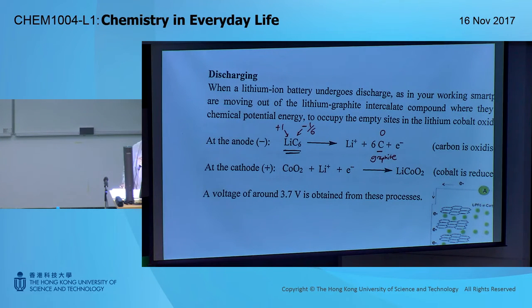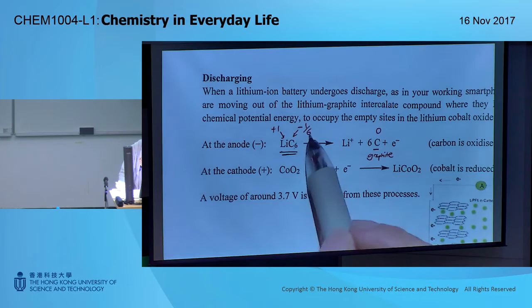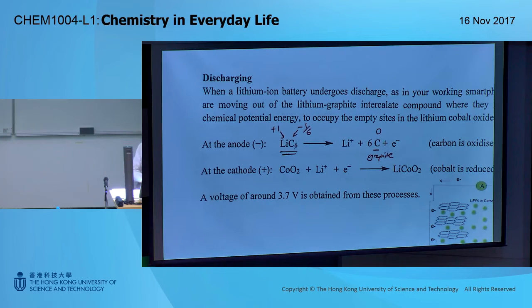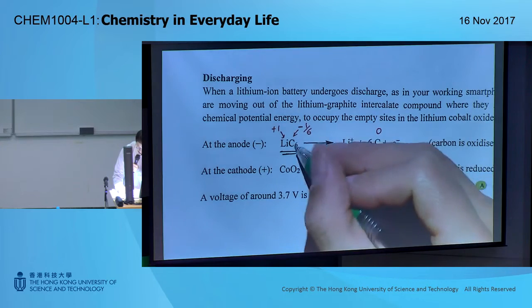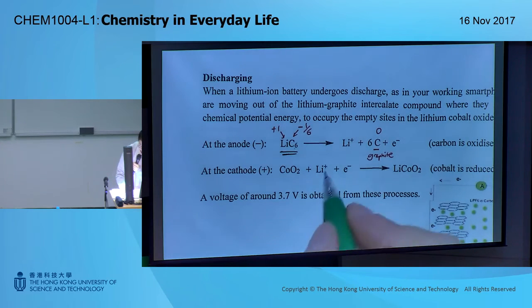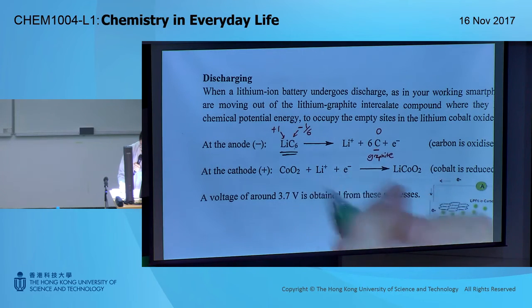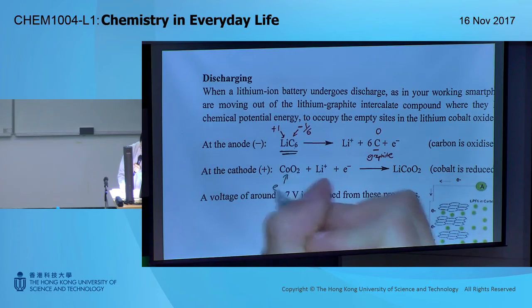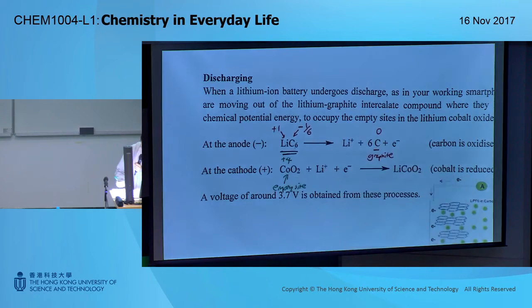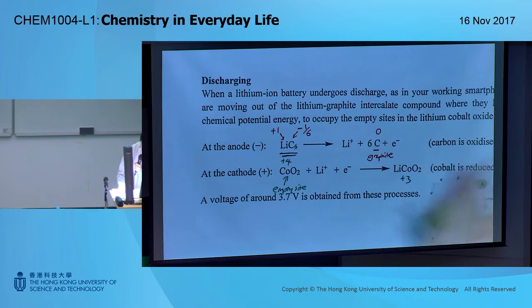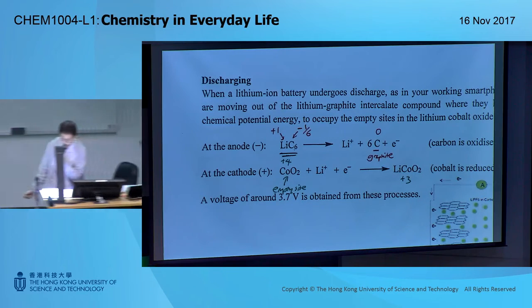So you can see oxidation states can indeed be fractional numbers. So when lithium ion swims out of the lithium graphite, then it goes over to the empty sites in the lithium cobalt oxide, and so this is an empty site. So this is cobalt +4, and it goes back to cobalt +3, and it gains an electron. So this is the reduction.